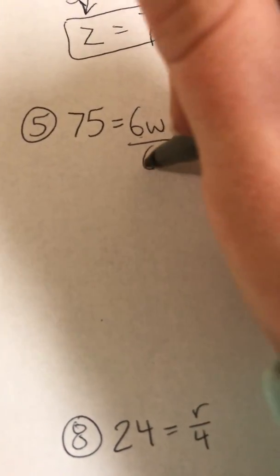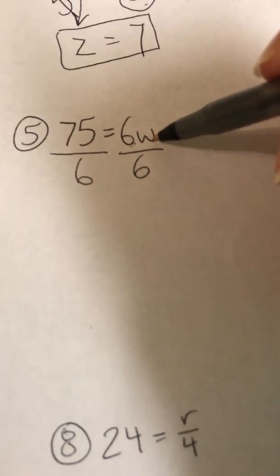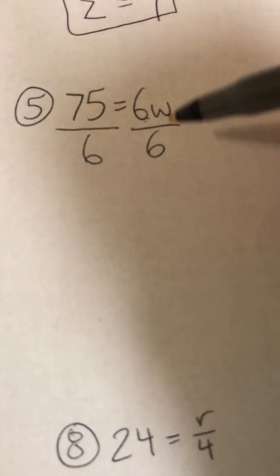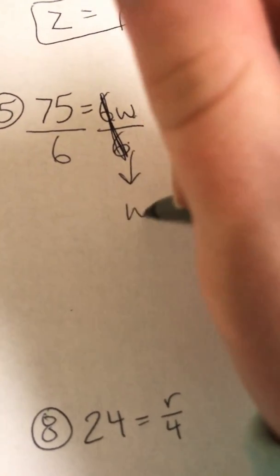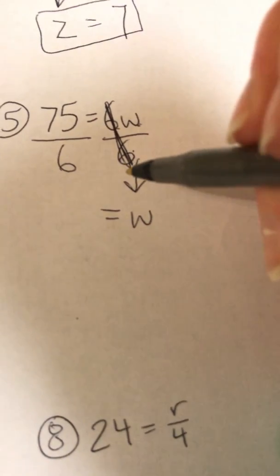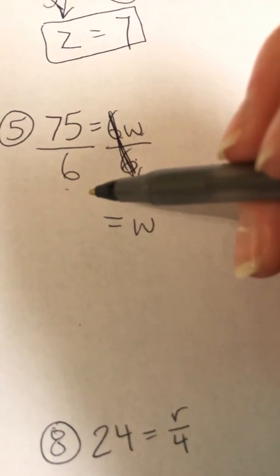So I have to divide both sides by 6. I have to do 6 because my 6 is what's attached to that variable. I want this w all by itself so I can solve it. So this cancels out my 6's. I bring my w on down. Now I have to figure out how many times my 6 is going to go into 75.